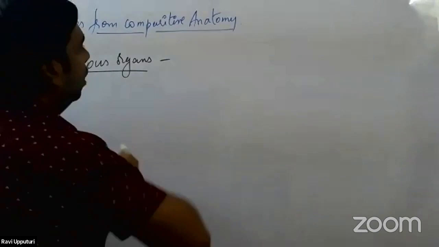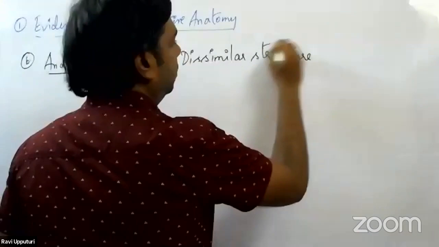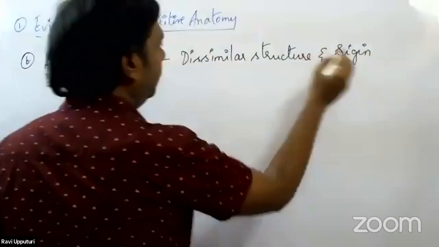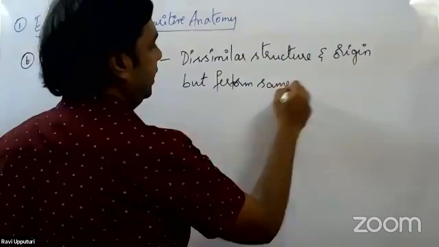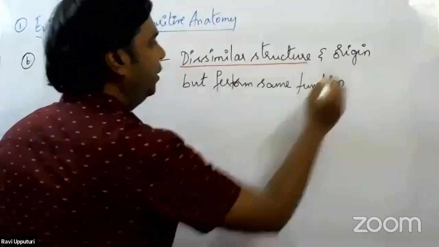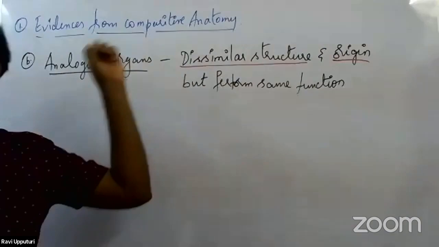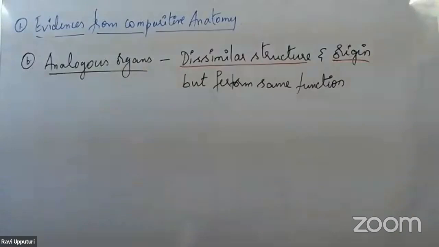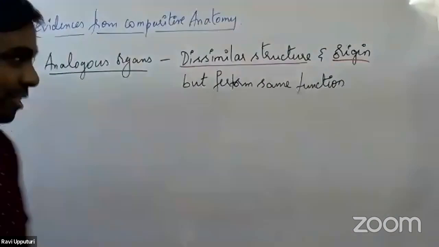Analogous organs: organs having dissimilar structure and origin, but perform the same function. They are referred to as analogous organs, right? So what does this mean? Here, the structure and origin are different, but they perform the same function. If any organs have different structure as well as different origins, but they start performing the same function, then we start calling them analogous organs.